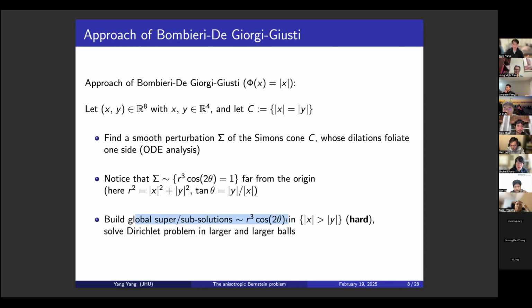They just build up this super solution and then show that, yeah, I think this part is really magic. I don't know what the motivation behind this construction is. But the point is that once you equip it with these super and sub solutions, you can just solve the differential problem in larger and larger balls, and then you take the limit. The solution should be trapped in between these two super and sub solutions, and it should have the same cubic growth rates. So this is their approach.